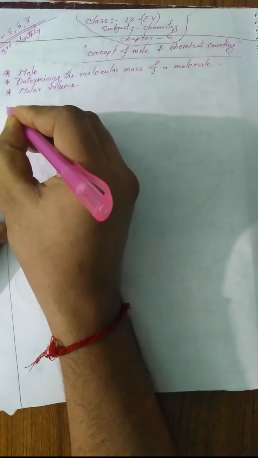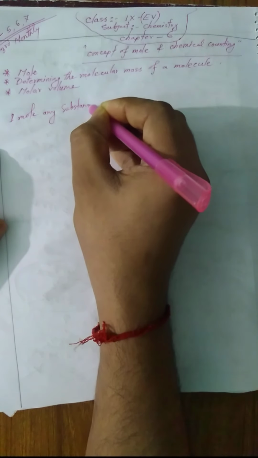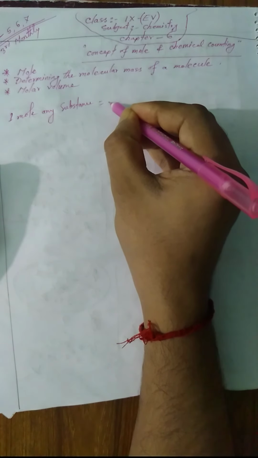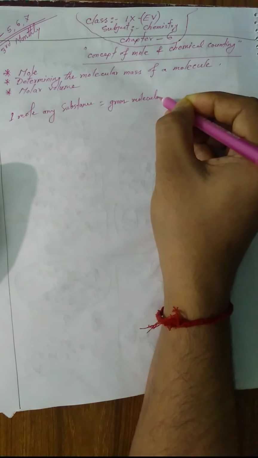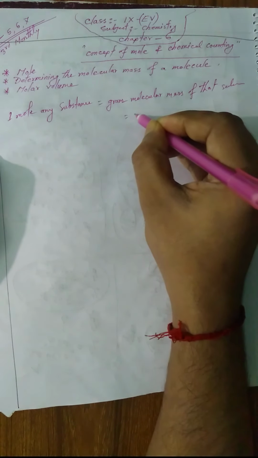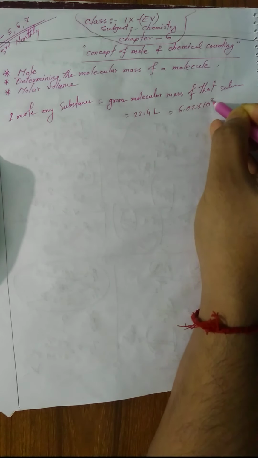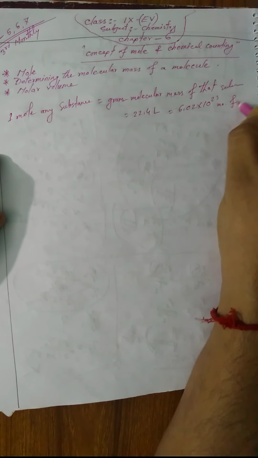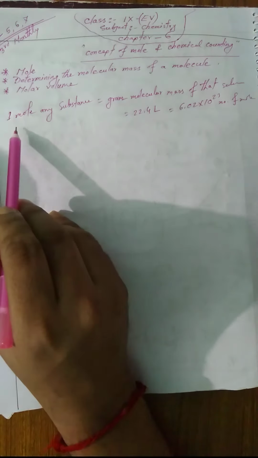What is mole? One mole of any substance is equal to gram molecular mass of that substance, is equal to 22.4 liter, is equal to 6.02 into 10 to the power 23 number of molecules of that substance.